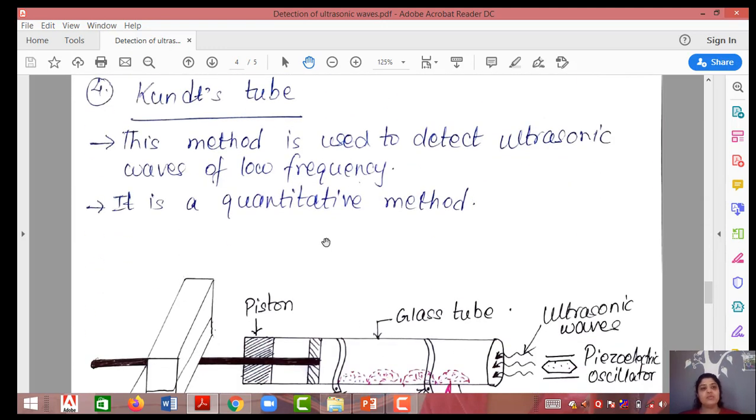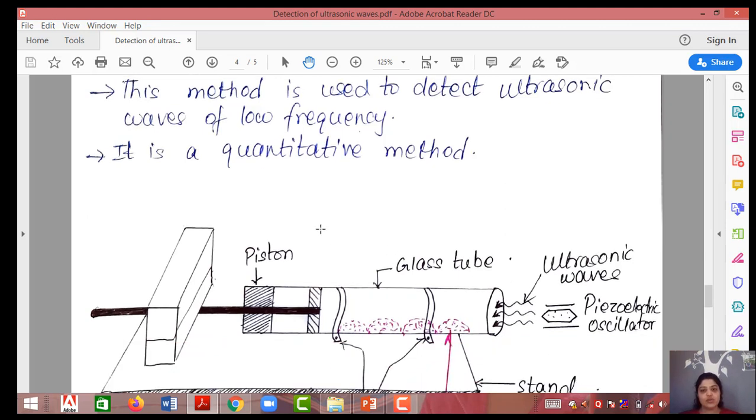The last and the most commonly used method is known as Kunz tube. This is a method which is generally used for detecting ultrasonic waves of low frequency. This method is known as a quantitative method because you can come to know what is the frequency of ultrasonic waves, and you can also find out what is the velocity of ultrasonic waves in that particular medium. So let us discuss Kunz tube in detail.